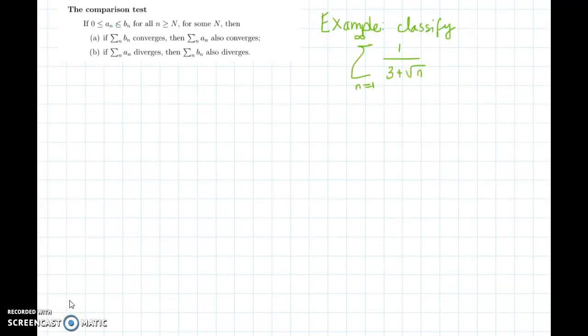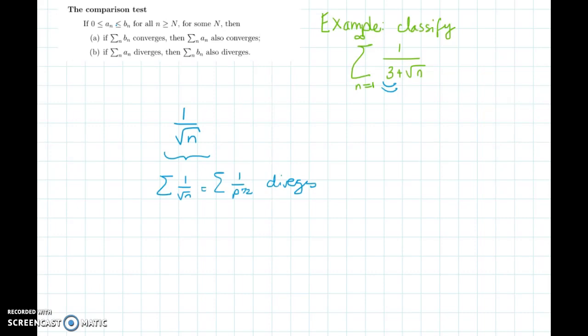Let's look at one example more. We wish to classify the series with general term 1 over 3 plus square root of n. We may be tempted to try to compare it with the series that has an associated term 1 over square root of n, because, well, it's kind of similar. We just have a plus 3 over there. And also this one over here, if we look at the series, is the p-series with p equals 1/2. So this one diverges. So we like to compare it because there's only this plus 3 over there bothering us. So we like to compare it to a divergent series.